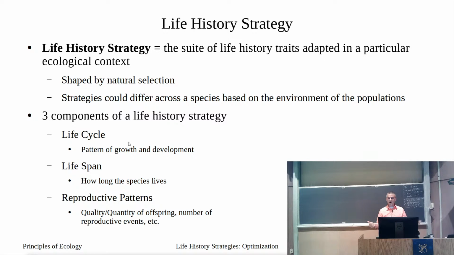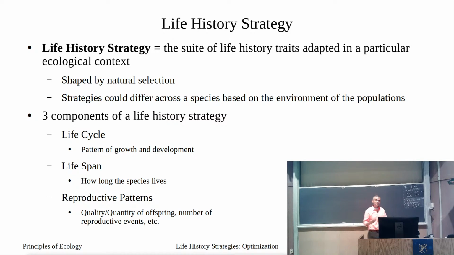So life history strategy is a suite of life history traits adapted in a particular ecological context. The life history traits that we're talking about are anything that's related to our life processes, how we go through life, what we do, what our body does. Life history traits that we can talk about would be reproductive effort, reproductive output, parental care, how many times we reproduce, how fast we grow, when we mature. All of those things are different life history traits. And our pattern, how we choose to use it, represents our strategy.